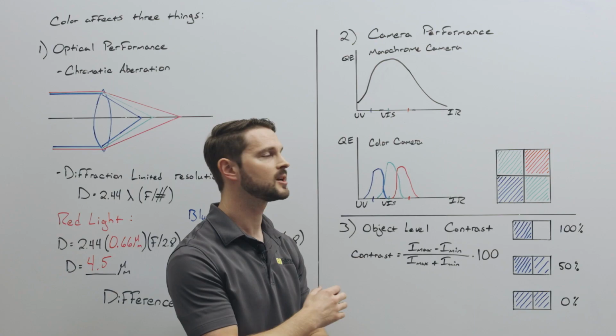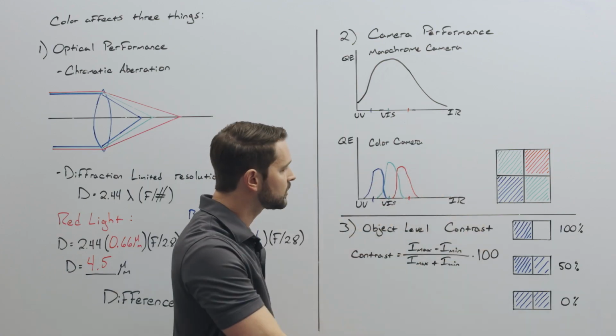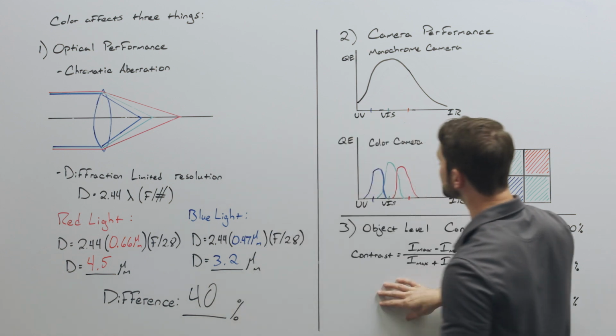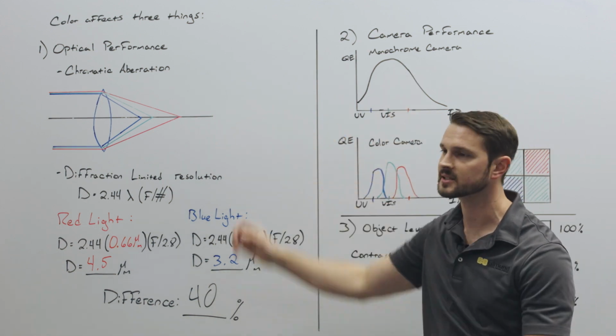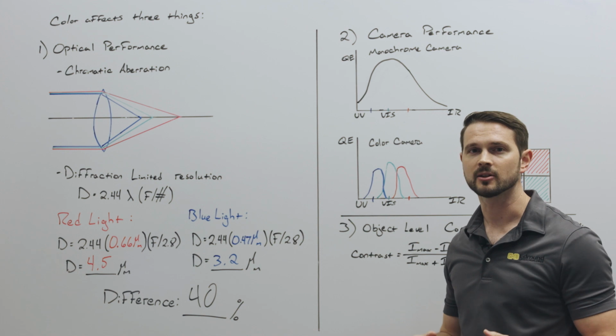between those two objects. So let's take all of these different things that we're talking about, from object level contrast to the camera performance to the optics. Let's head over to our lab and take a look at that.